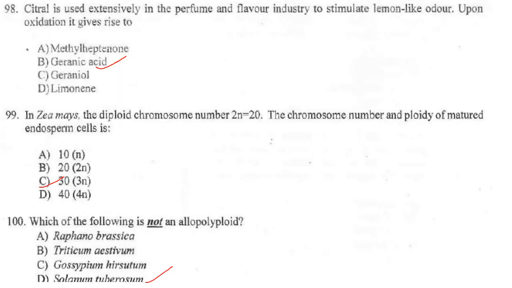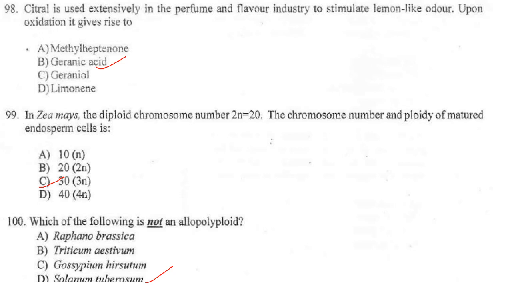Then, citral is used extensively in the perfume and flavor industry to stimulate lemon-like odor. Upon oxidation, it gives rise to geranic acid. Answer is option B.